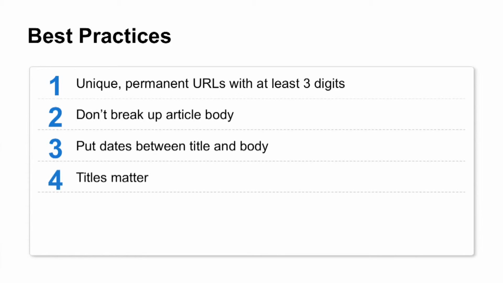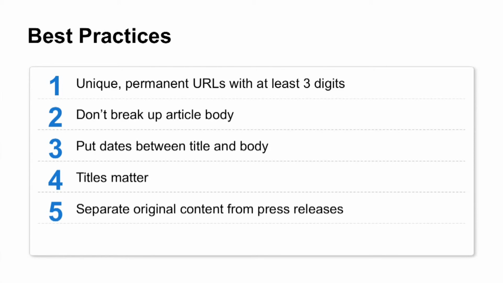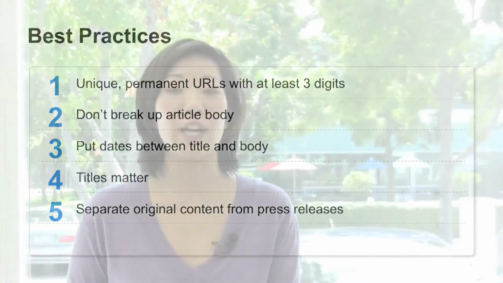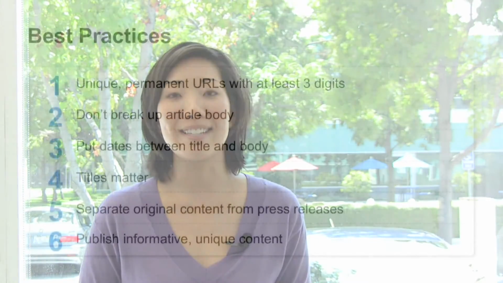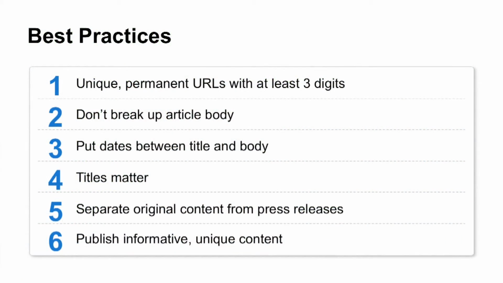Fourth, titles matter. This is to have a good HTML title as well as an article title. You want your title to be extremely indicative of the story at hand. Fifth, it's best for Google News if you separate your original article content from your press releases. You can do this in a directory structure. This helps us determine what is specifically a news article versus which might be satire or opinion or a press release.